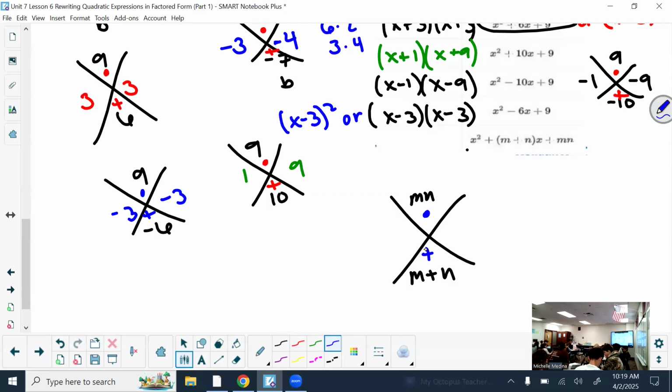What times what will give us mn? M times n, right? Those multiply to give me mn, they add to give me m plus n. So my factored form for that last one would be x plus m times x plus n. They had to be positive to make it work, so they both have plus signs in front of them. Questions on that?